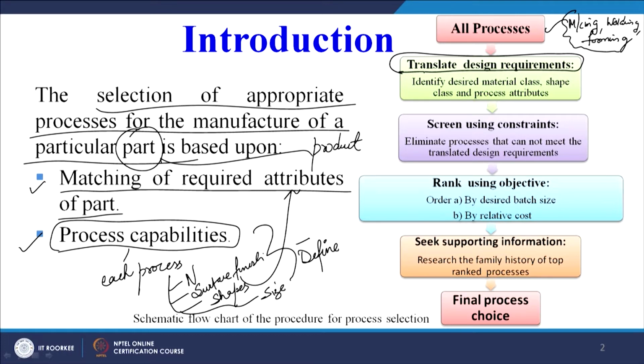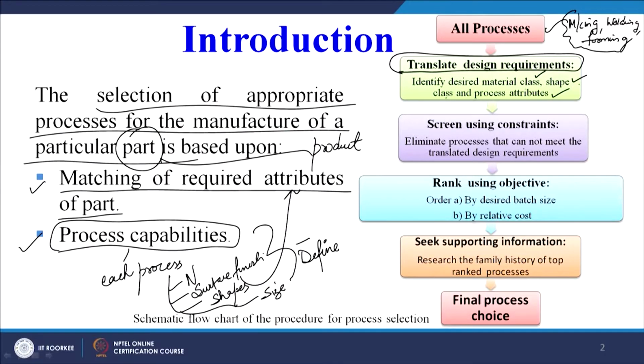Identified desired material class, as I have already told, we have to select shape class. The shape I have already taken as an example, axis symmetric cylindrical job, that is a shape class. Material may be a polymer or a metal, another thing, and the process attributes desired. Now, based on these three things we can screen using the constraints.